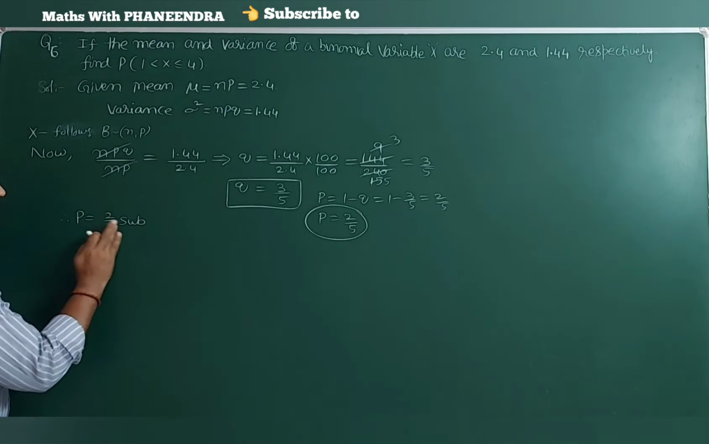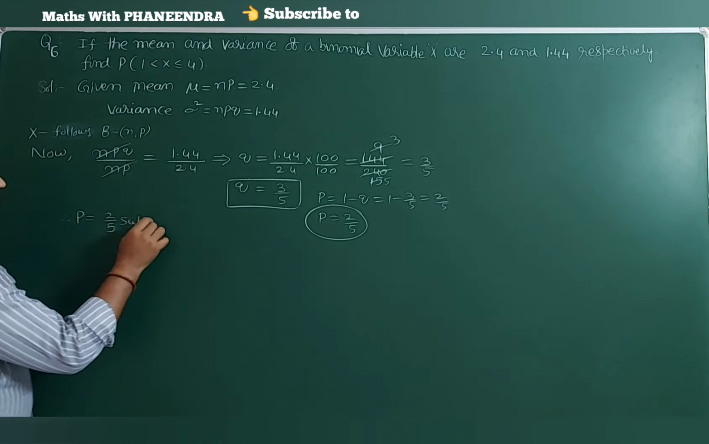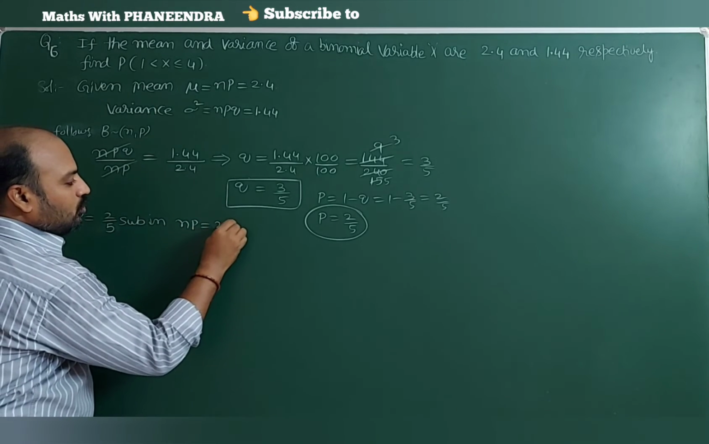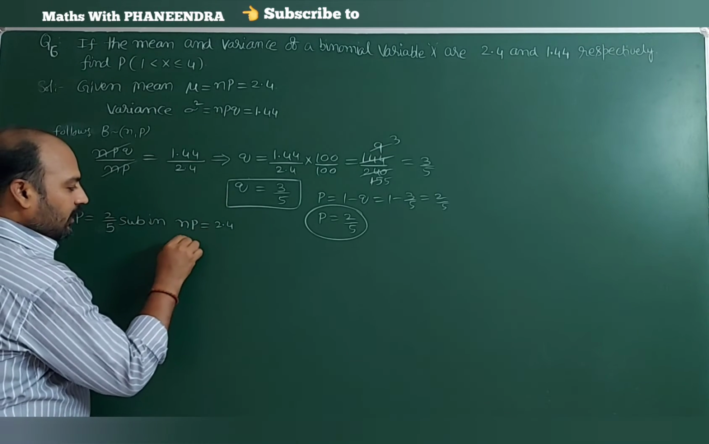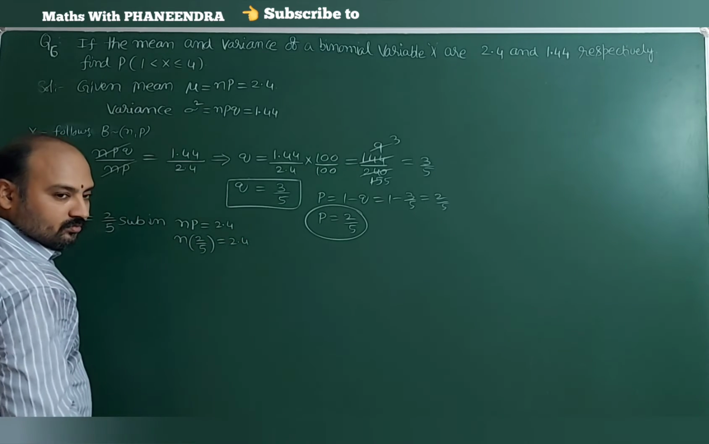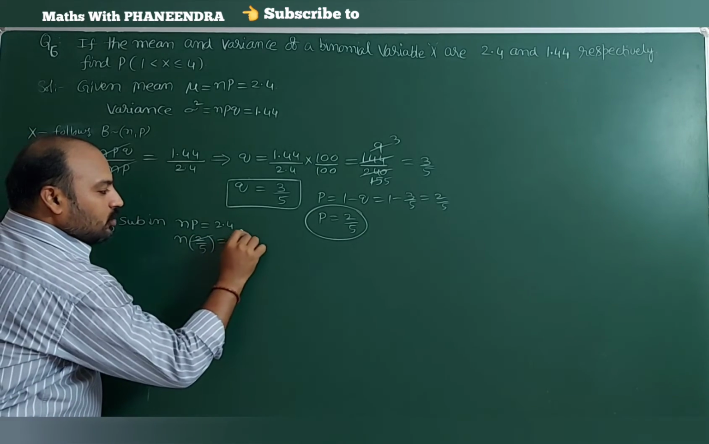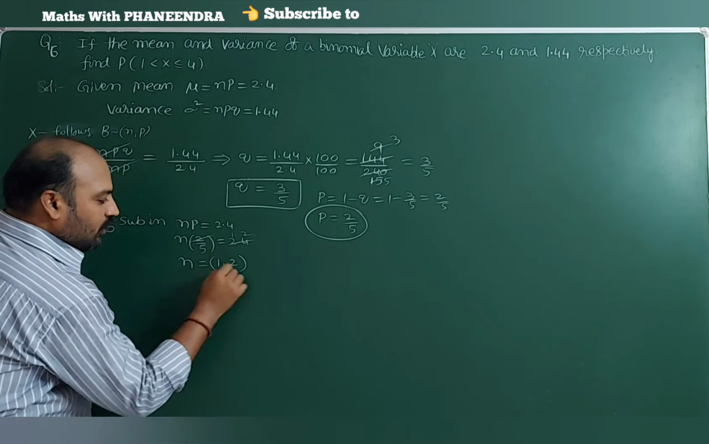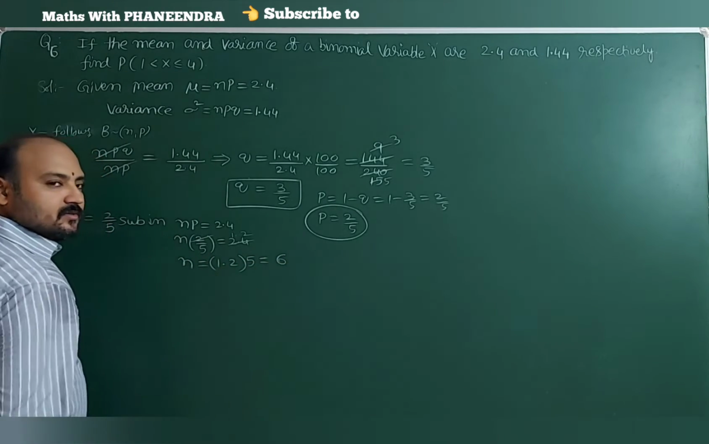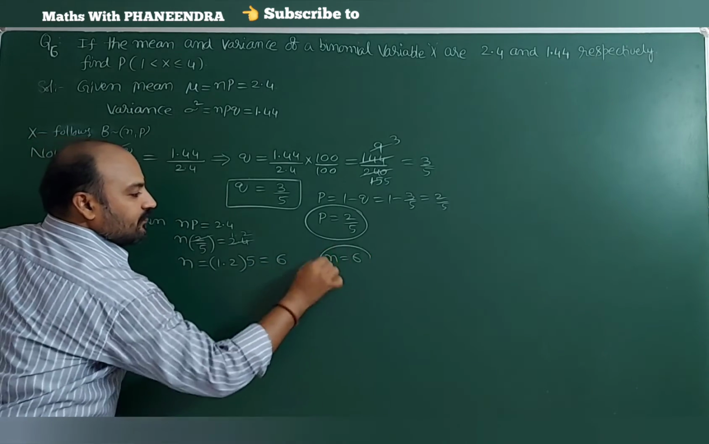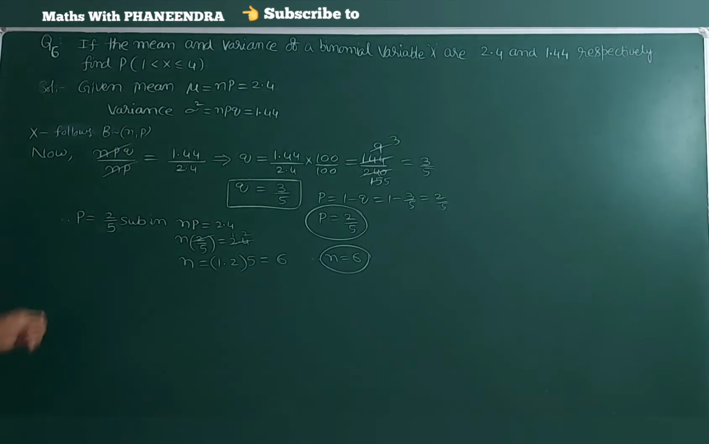Substitute in NP is equal to 2.4. N into 2 by 5 is equal to 2.4. So cross multiplying, N is equal to 1.2 into 5. That is equal to 6. So N is equal to 6. So N value we got it, P value, Q value. So now come to the question.